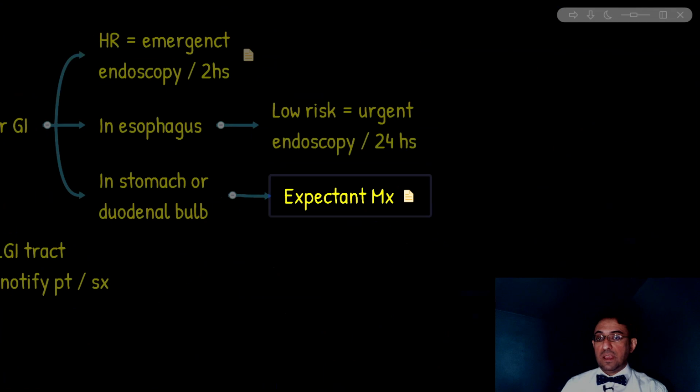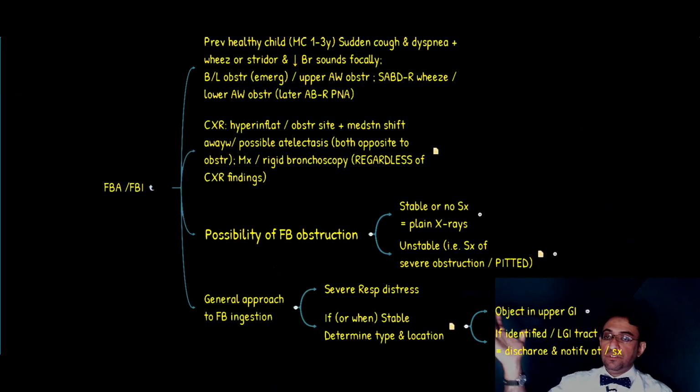Remember that expectant management is okay given the fact that these objects are usually safely removed if they have reached the stomach or duodenal bulb or the lower GI. They can even stay there in the follow-up imaging up to 4 weeks. We can wait, and if it's not being expelled, we need to consider endoscopic or, if not successful, surgical removal of the object. So this is our approach to the foreign body ingestion or aspiration.